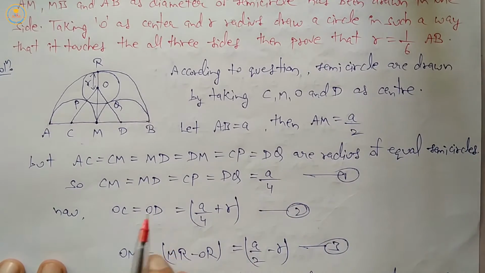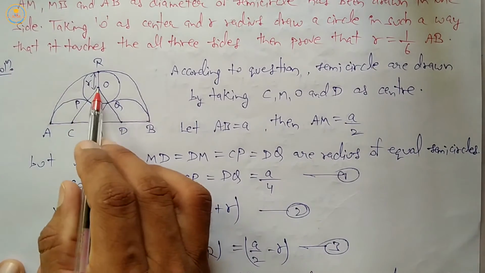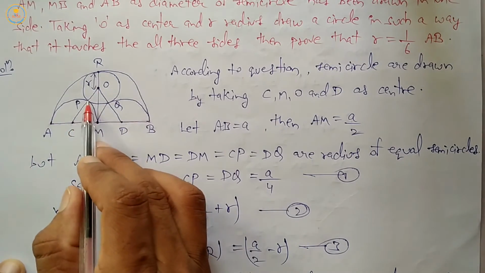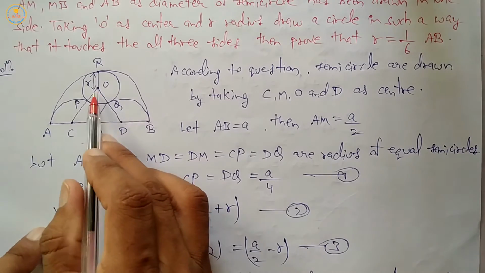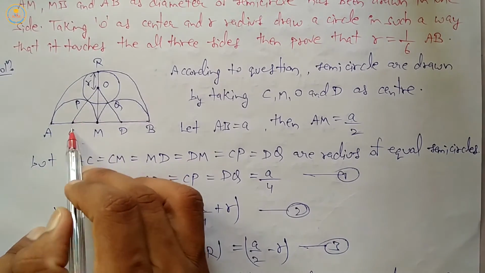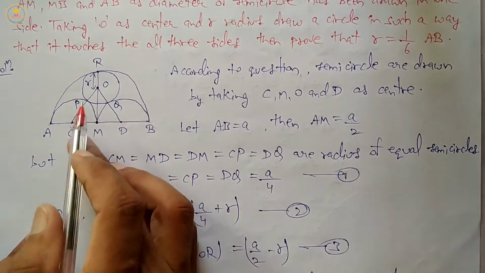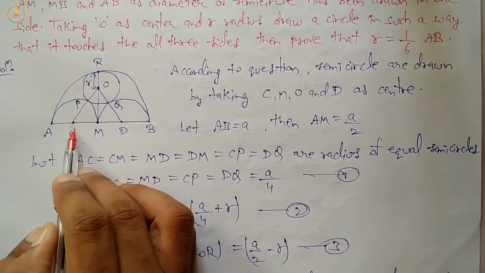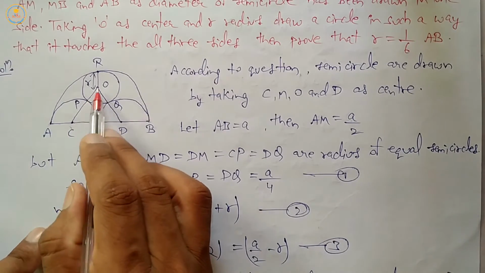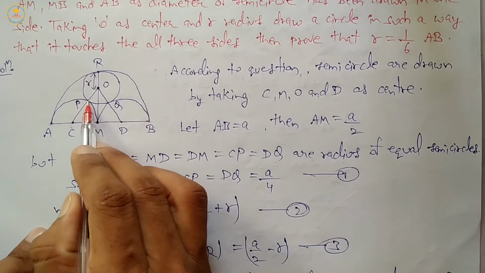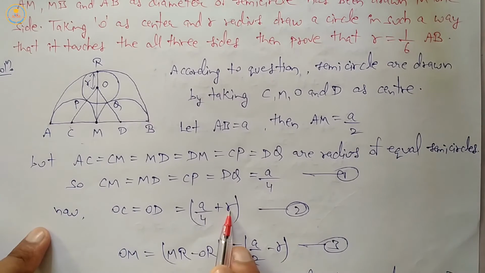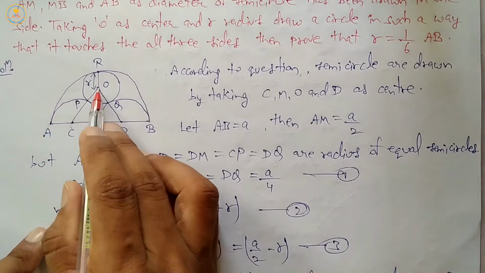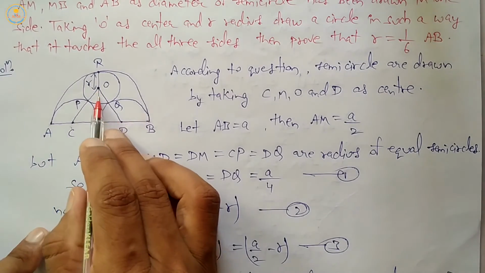Now OC equals OD. OC means OP plus PC, where this one is P and this one is R. So OP plus PC is a by 4 plus R. That is equation second. Now OM, O to M, is this one, which is R.